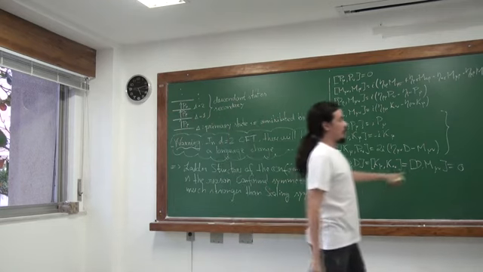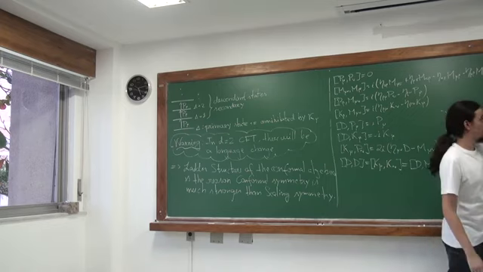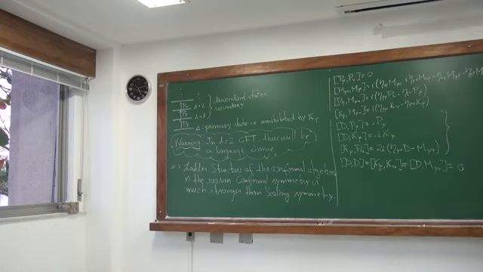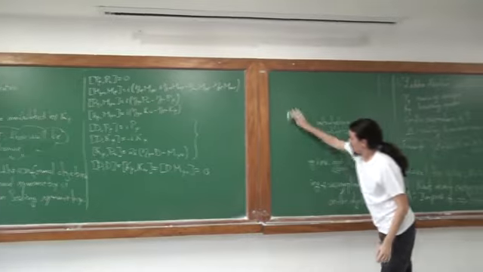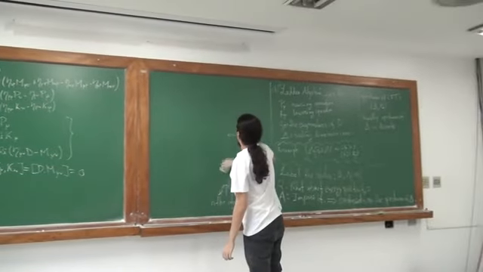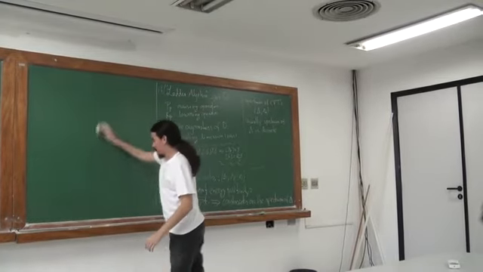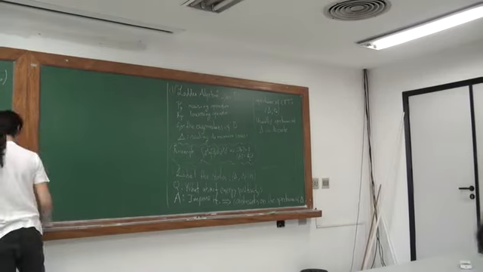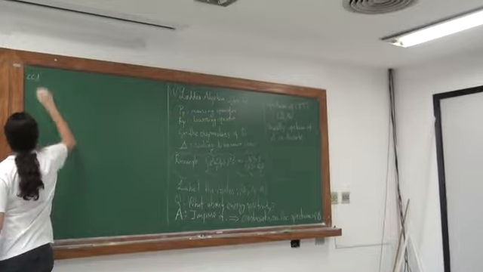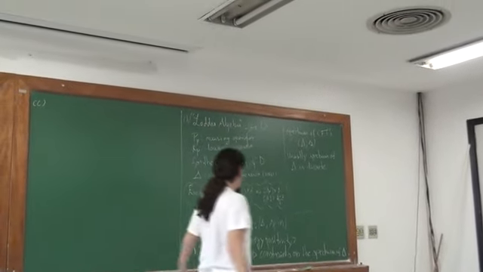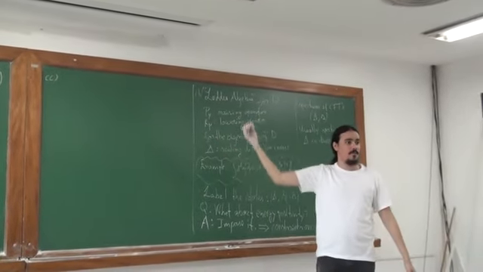I want to keep this, so it's okay for me to erase this half. Okay, the first remark. Okay, C. So we found the conformal algebra. So what is this algebra? What is the conformal group?